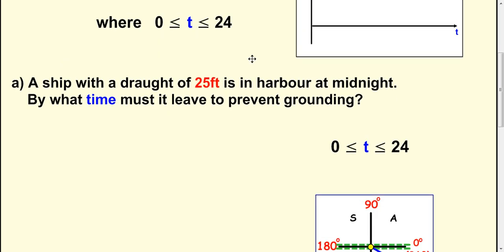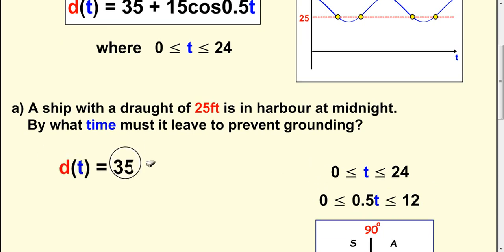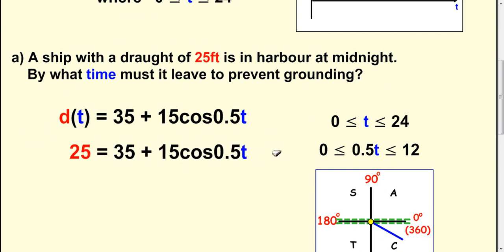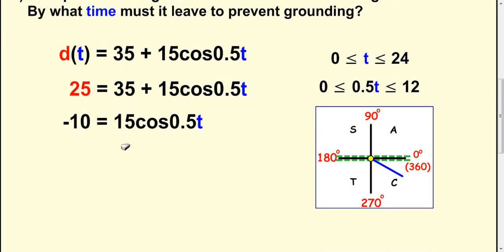So the first thing we want to look at is the domain between 0 and 24, but we're dealing with 0.5t here. So we can change that to between 0 and 12. So we're looking for values between 0 and 12. So we have our formula. First thing, we need to let the height, or d of t, equal 25 feet. So 25 equals 35 plus 15 cos a half t. Rearrange it as before, so subtract 35, then divide by 15.